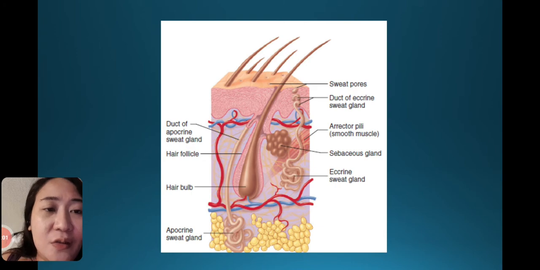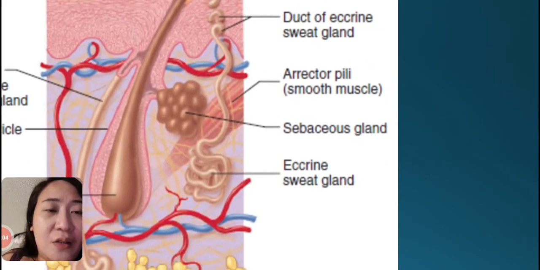So, another illustration. Yung arrector pili. Yan, arrector pili.